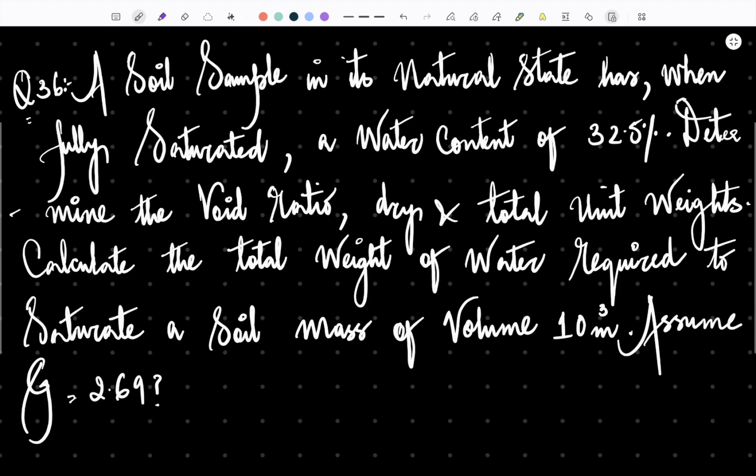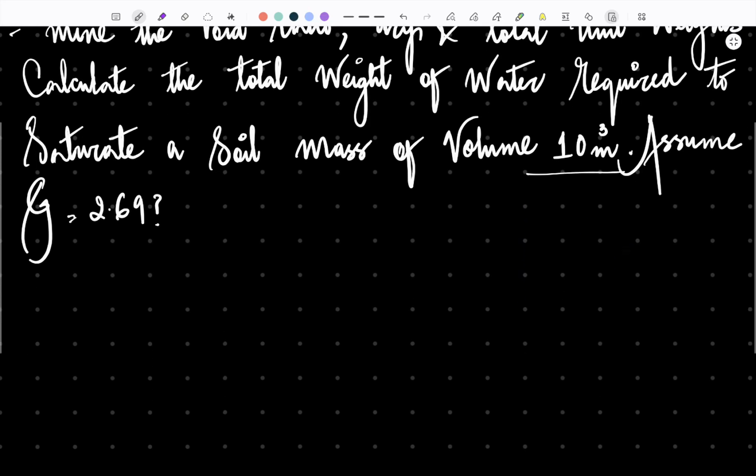Next question is, a soil sample in its natural state has, when fully saturated, a water content of 32.5%. Determine the void ratio, dry and total unit weights. Calculate the total weight of water required to saturate a soil mass of volume 10 cubic meters. Assume G equal to 2.69. Alright, so let's solve this.